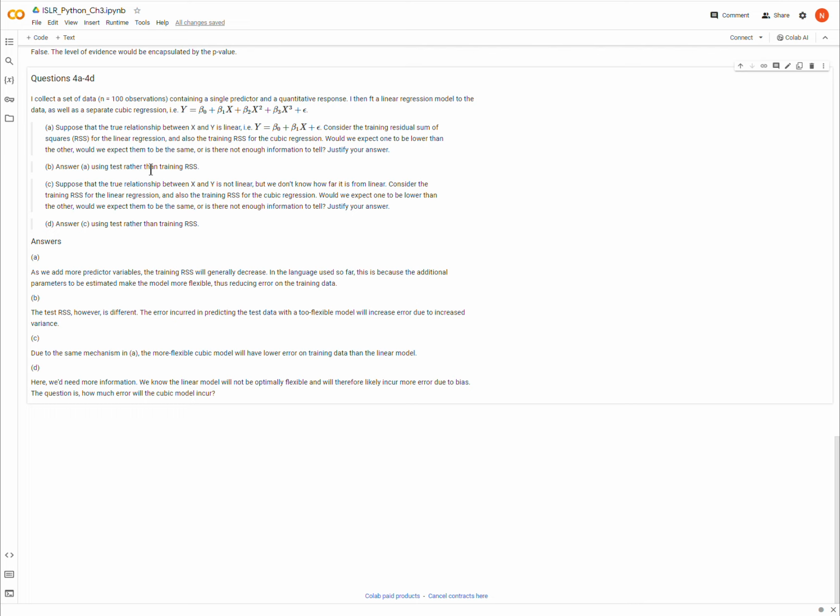Now, in B, we're asked to consider the test data rather than the training data. So now we're looking at new data on which these two models have not been trained. And now which do we predict to have higher or lower error? Well, now the linear model would have lower error in general.